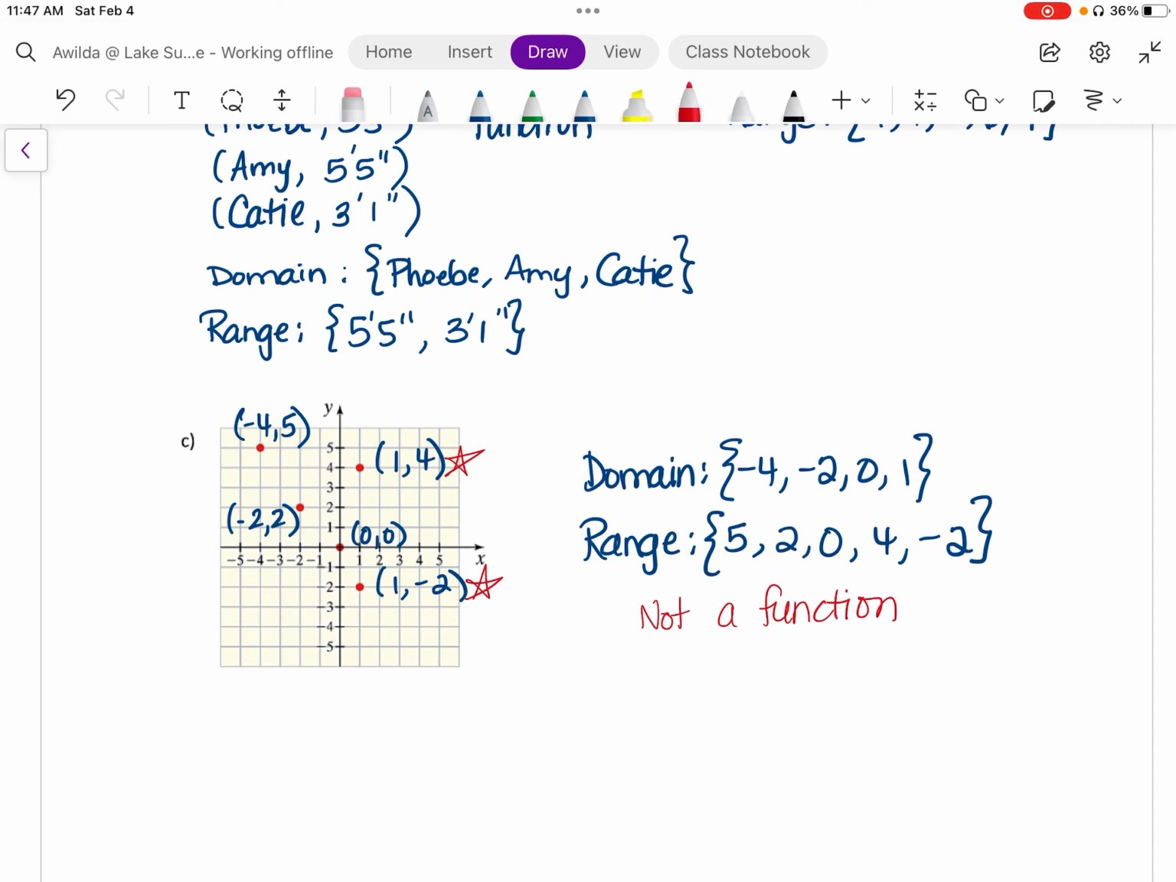So if we have the graph of a relation, one way to tell if we have a function or not is to make sure that we don't have any points that are vertically aligned. If we have any points that are vertically stacked, then this will not be a function. We're going to see this a little later in our notes, referred to as the vertical line test.